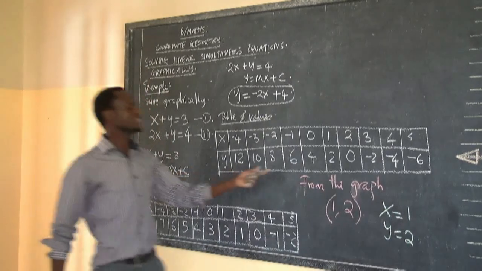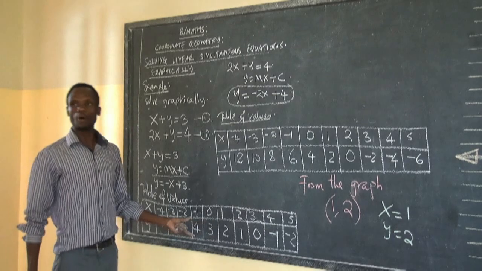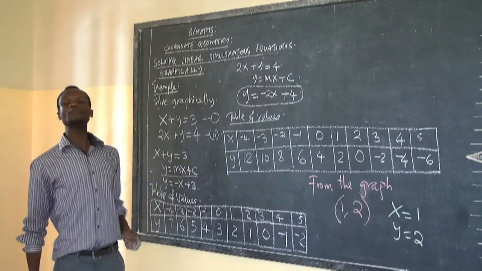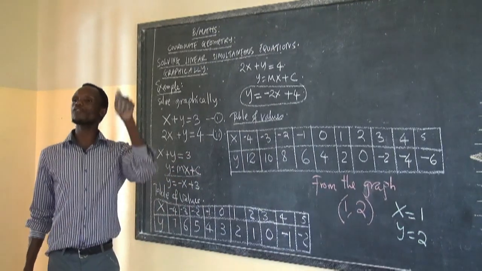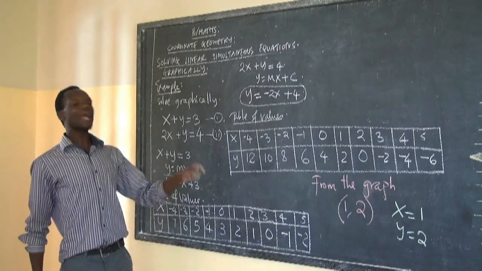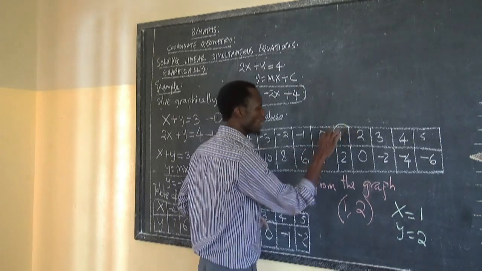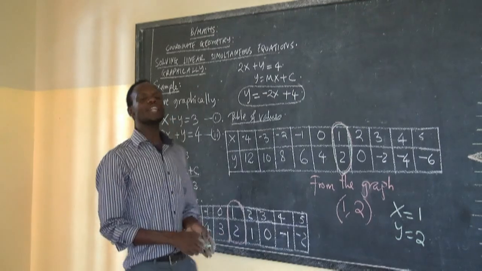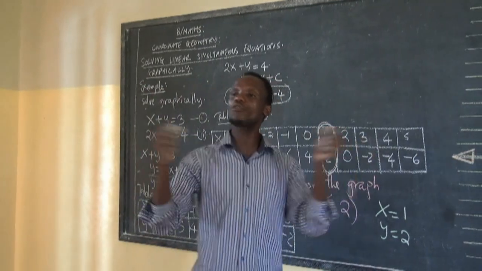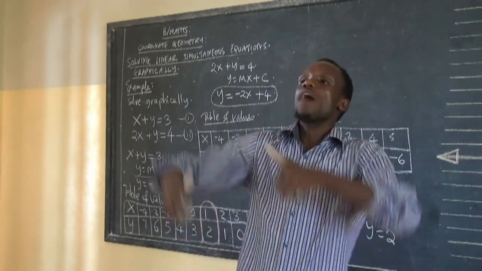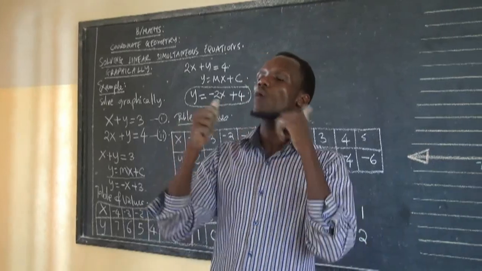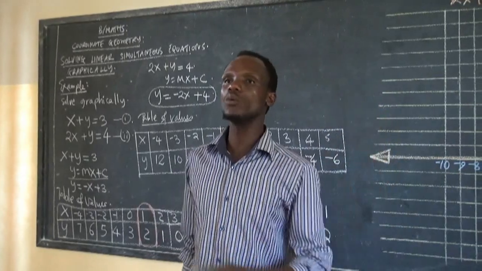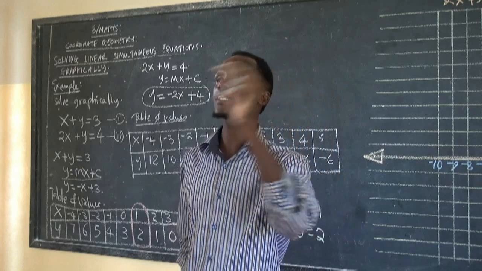And the advantage of drawing this table and this table in this way, it is very important for you to understand. Advantage: you can even know the point of intersection from your table values. You find here there is 1, 2. Also here, there is 1, 2. Now you can know the point of intersection after only drawing the table values. If you have the correct table values, that is where you can determine the point of intersection. But if you don't have the correct table values, you won't have the correct point of intersection.